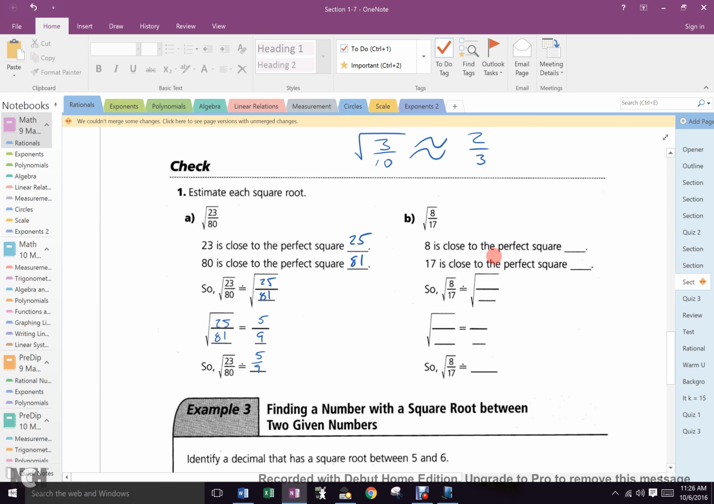What about this one? You guys fill this one in. I'll wait a second while you do it. What's 8 close to? What's 17 close to? And then see if you can figure it out.